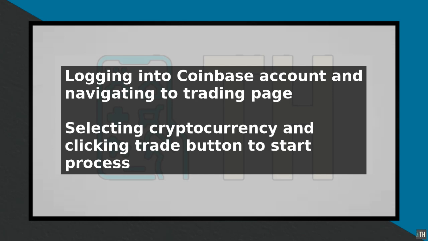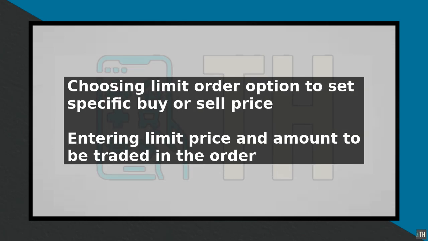sell the cryptocurrency. In the Limit Order section, enter the price at which you want to buy or sell the cryptocurrency and the amount you want to trade. The limit price is the maximum price you are willing to pay when buying or the minimum price you are willing to accept when selling. The amount is the quantity of the cryptocurrency you want to trade.